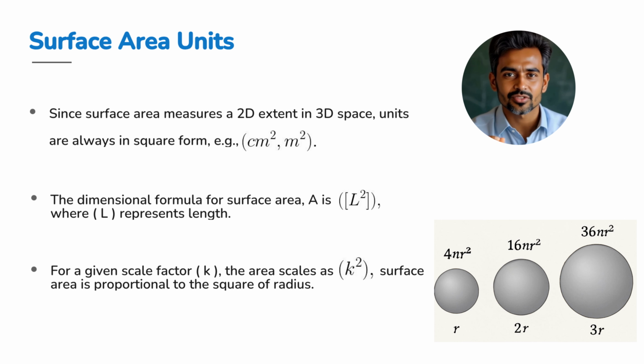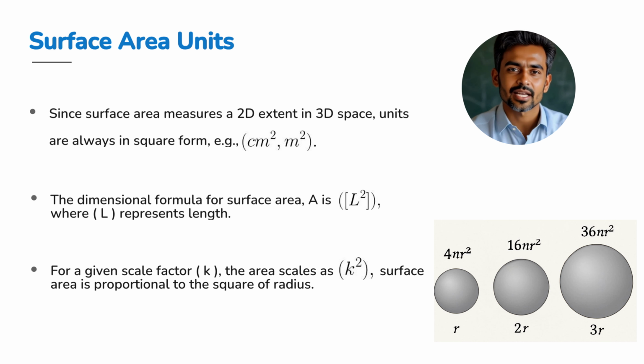As we work with surface areas, always remember, we are measuring a two-dimensional extent on a three-dimensional object, which means units must be squared. For example, if the radius is measured in centimeters, the surface area units will be centimeters squared, written as cm squared. The same goes for meters squared or m squared, depending on the system you use. The dimensional formula of surface area is L squared, that's length squared, since area measures how much length times length covers the surface.